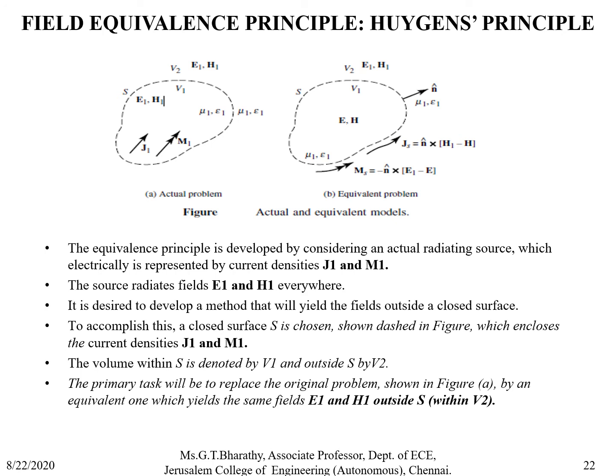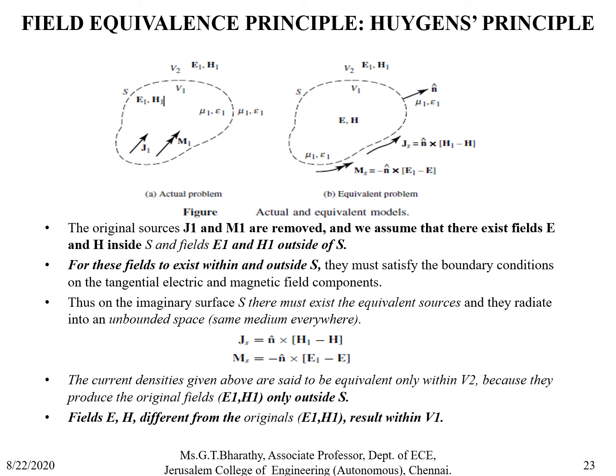It is desired to develop a method that will yield the field outside a closed surface. To accomplish this, a closed surface S is chosen, as shown by the dotted line in figure A as well as in figure B. In figure A, it encloses the current densities J1 and M1. The volume within S is denoted by V1 and the volume outside S is denoted by V2. The primary task is to replace the original problem in figure A by figure B, an equivalent one that yields the same fields E1 and H1 outside the closed surface, that is, within the volume V2.